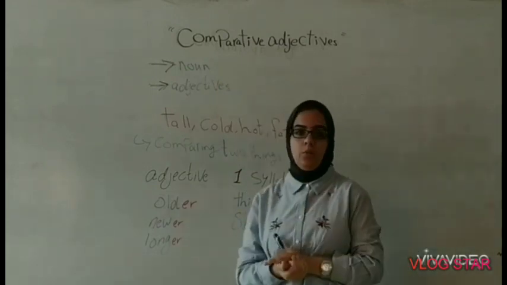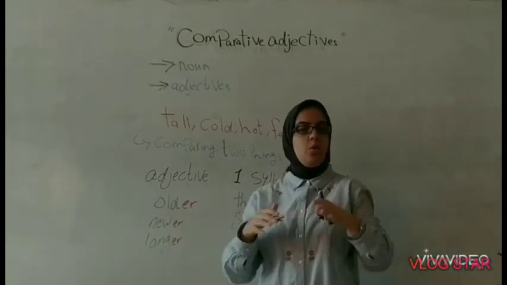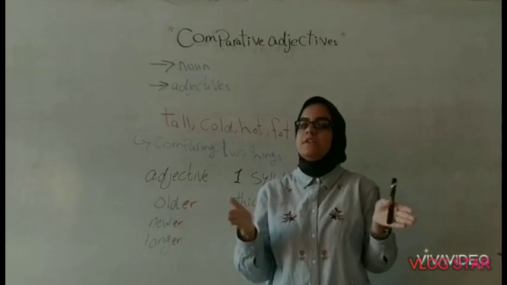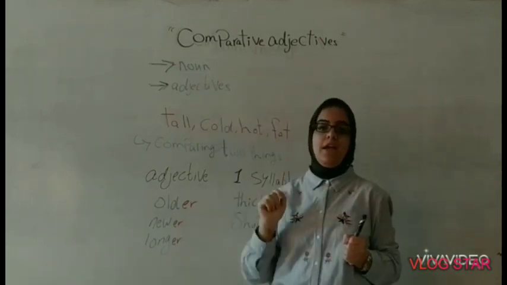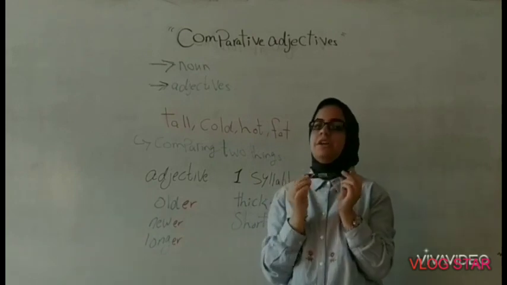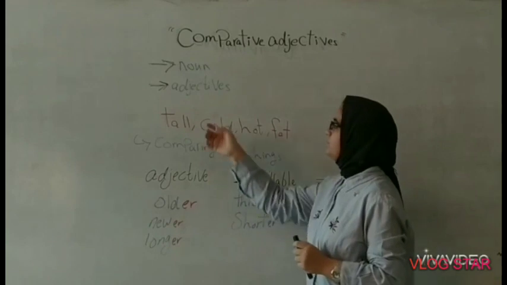What is the noun? For example, I'm here a person, so I am a noun. We are here in the classroom, so classroom is a place. So a place is a noun. This marker is a thing, so this marker is a noun.